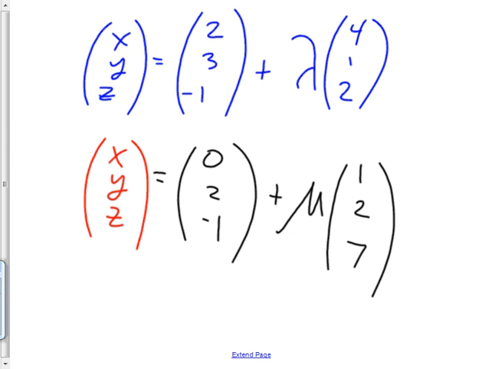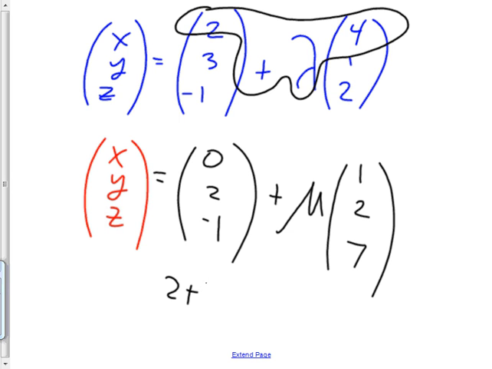So you should have said that just for x, for instance, 2 plus 4 lambda is what I get out of this. Okay. And then on the other one, for x, it's 0 plus 1 mu, which is mu. That's kind of nice because it tells us mu is, because 0 plus mu is just mu, mu is equal to 2 plus 4 lambda. Okay?